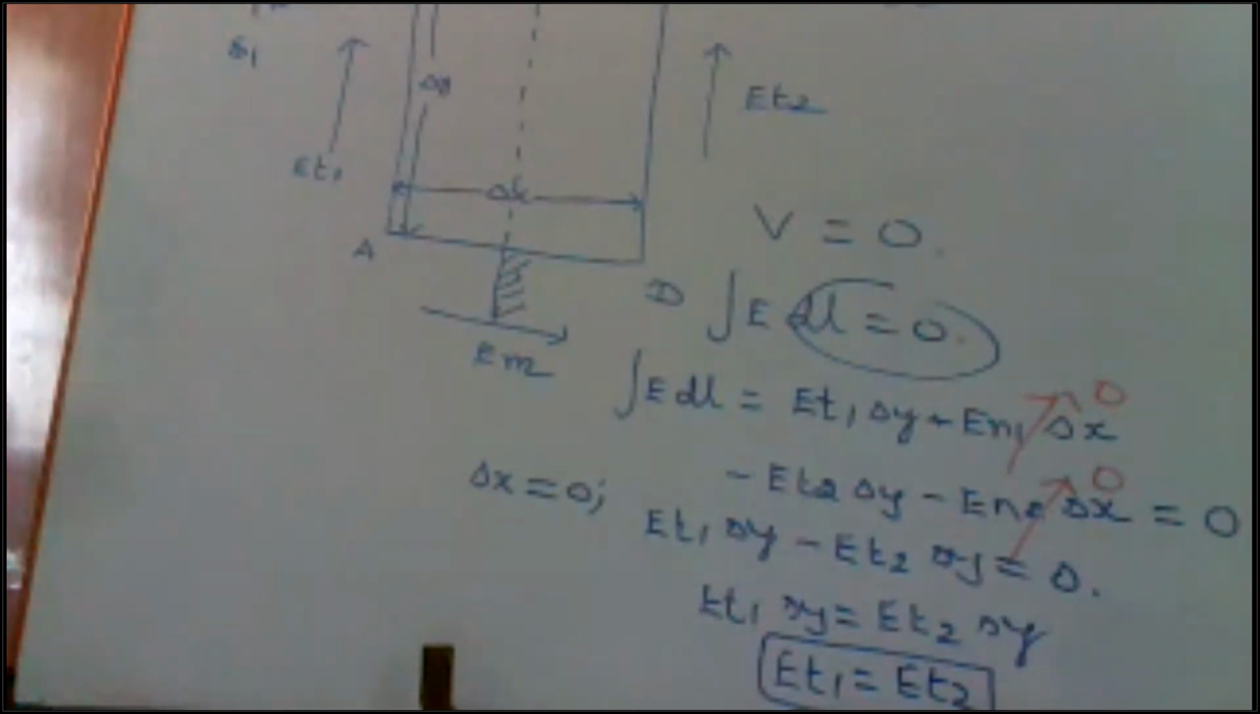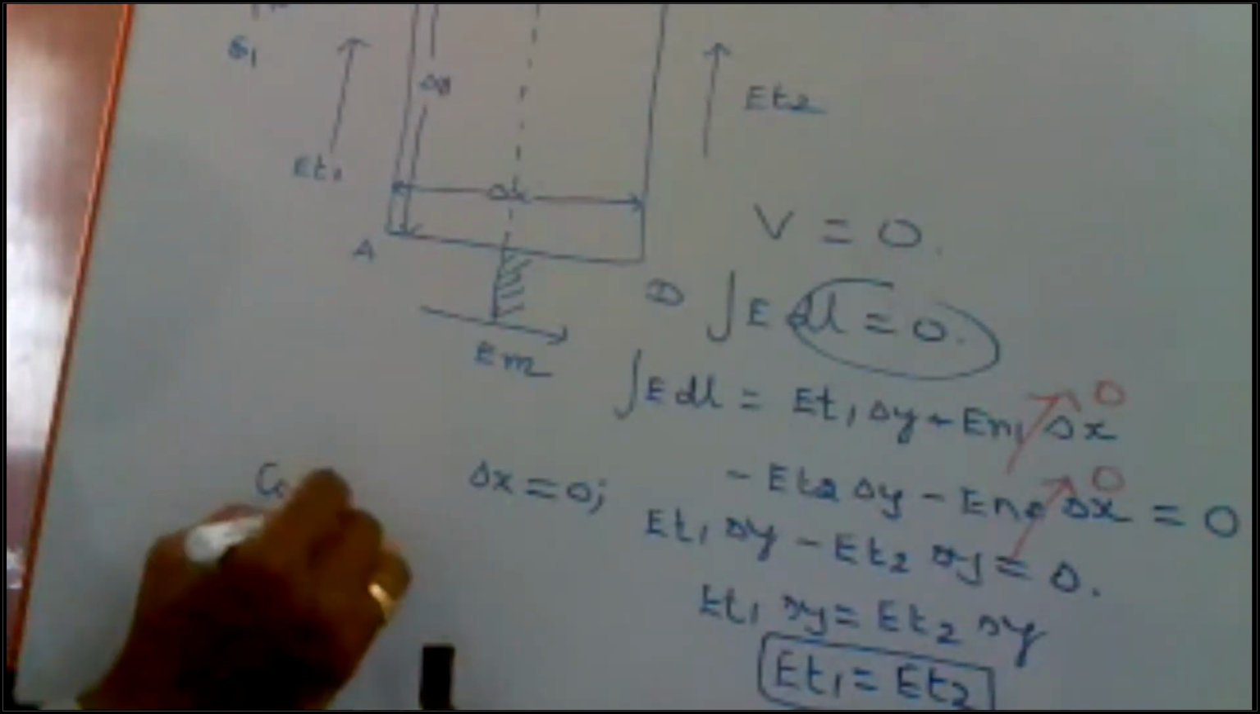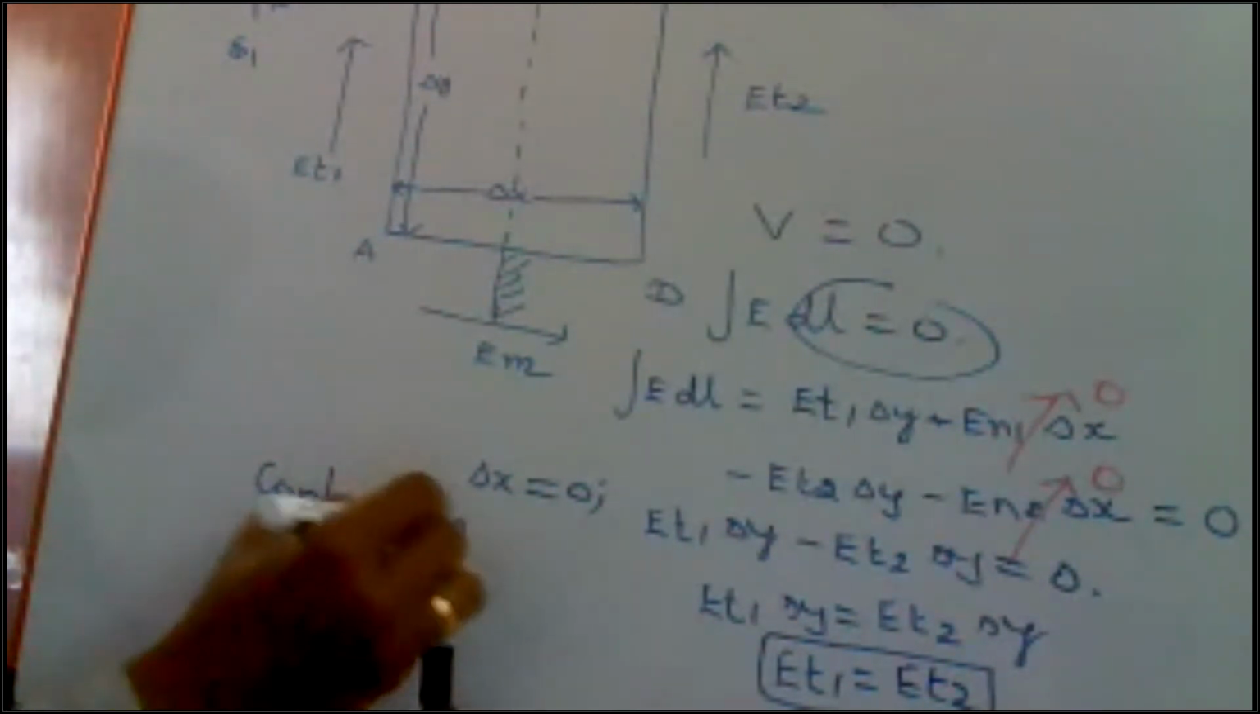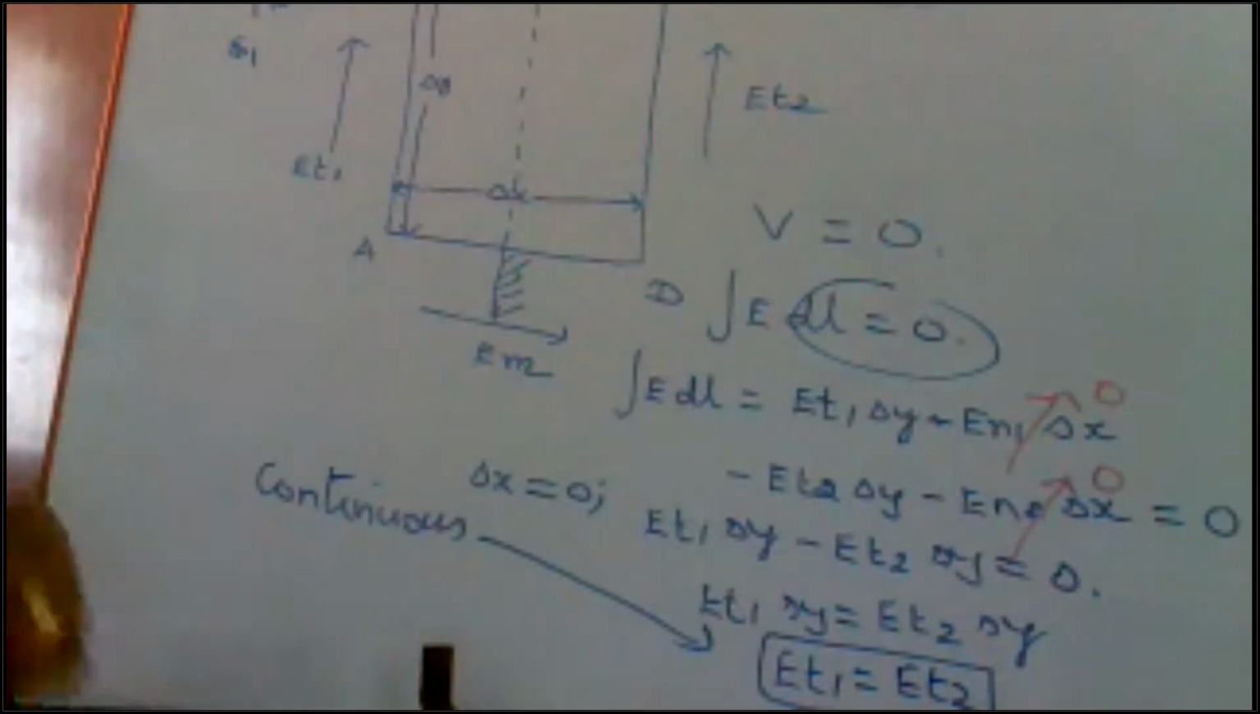நான் வந்து மீனிங் சொல்றேன்னு சொல்லியிருந்தேன் இல்லையா? Continuous means the two values will be equal. So இதை எழுதிட்டு கீழே, hence the tangential component of electric field intensity is continuous at the surface. So that has been proved here. In that way we can stop.